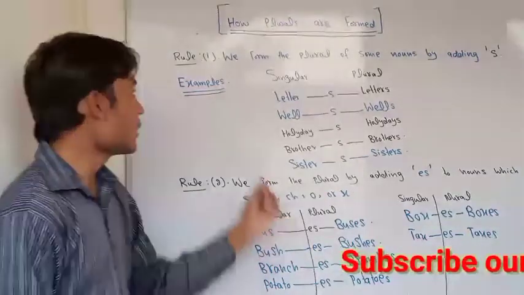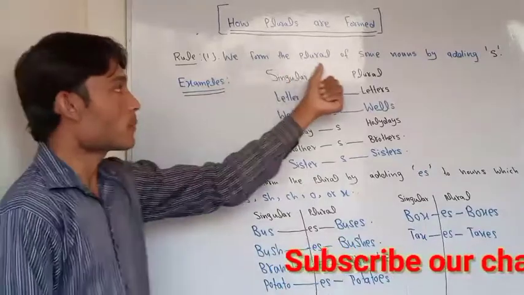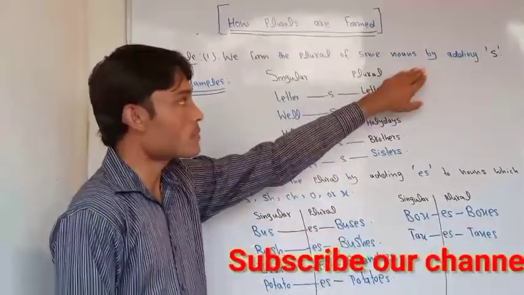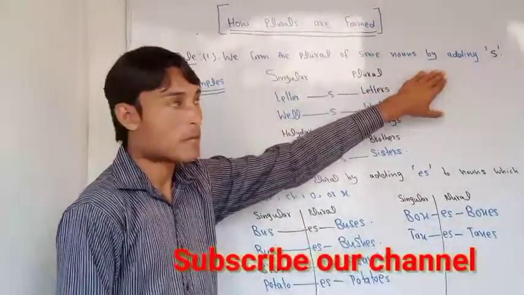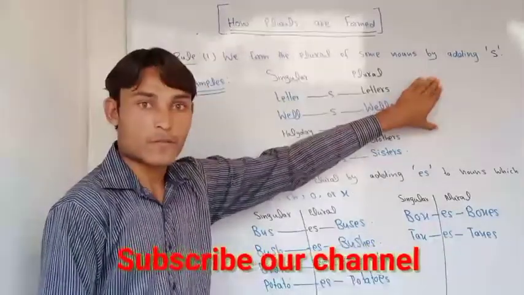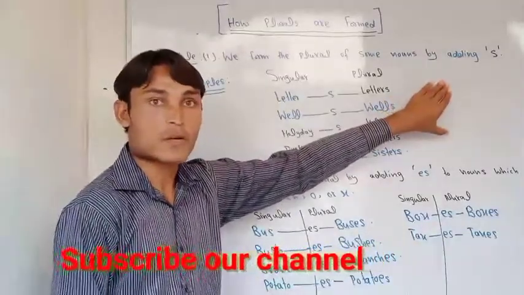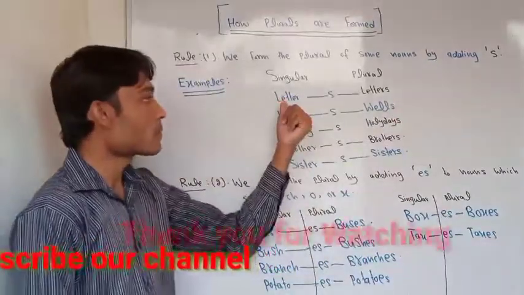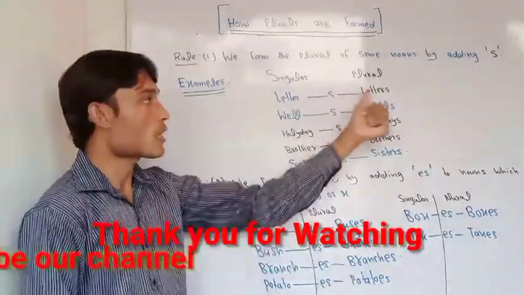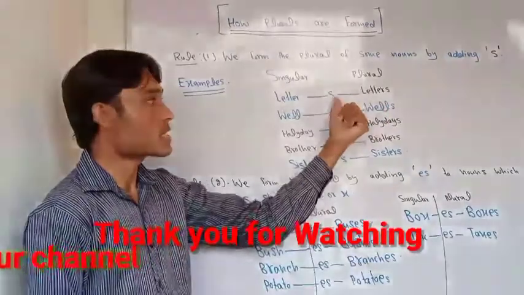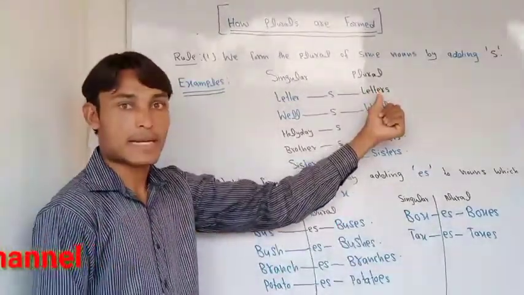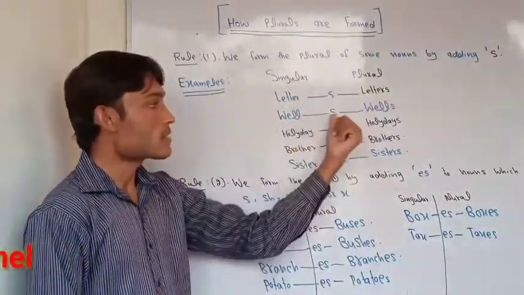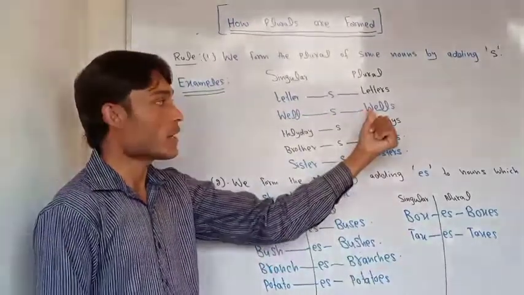So the first rule is we form the plural of some nouns by adding s. By adding s, the majority of nouns we convert from singular to plural. For example, I say letter, so I add s and it's converted to plural form, letters. Vowels, we add s, vowels.